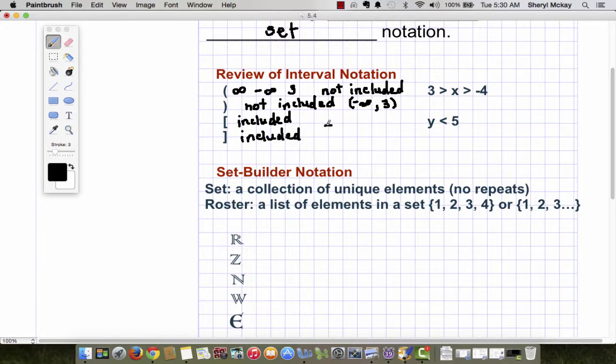We could have something that looked like this, which means that we start at 4. Sorry, that shouldn't be square. Should be curved. We start at 4, and the interval goes on until into infinity.